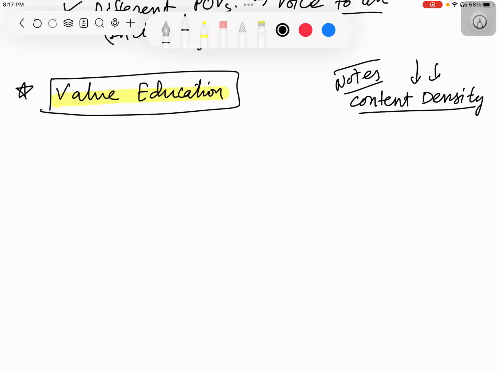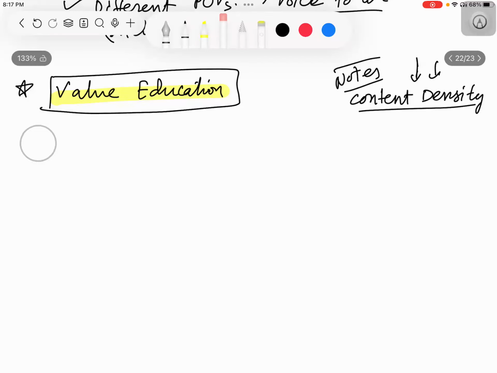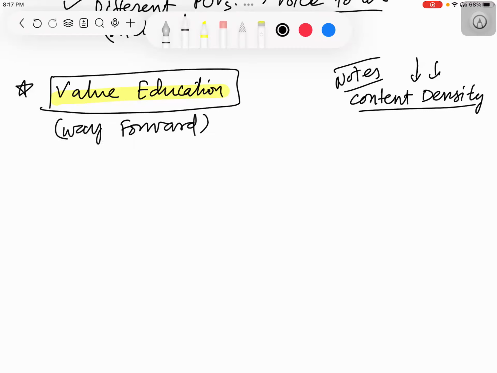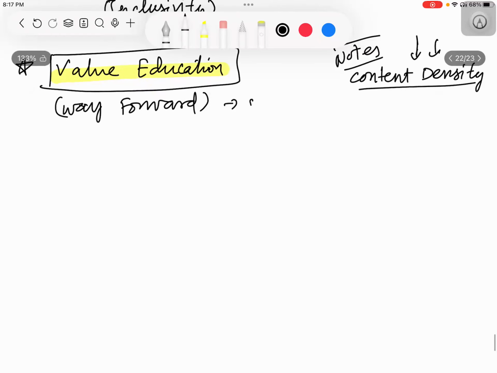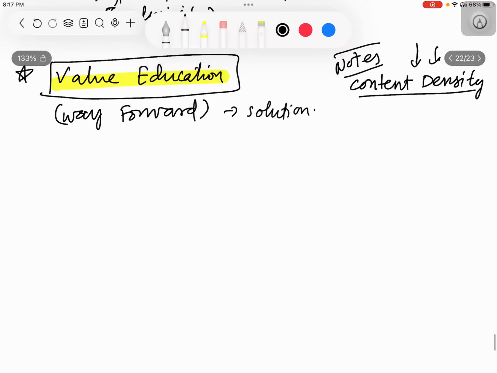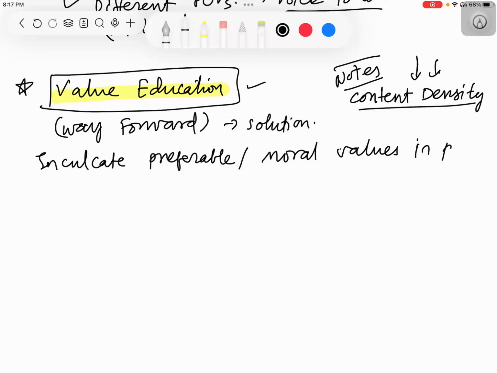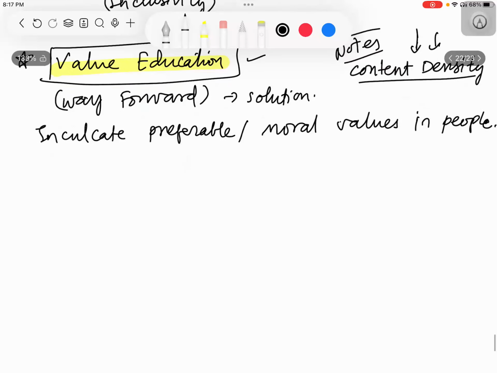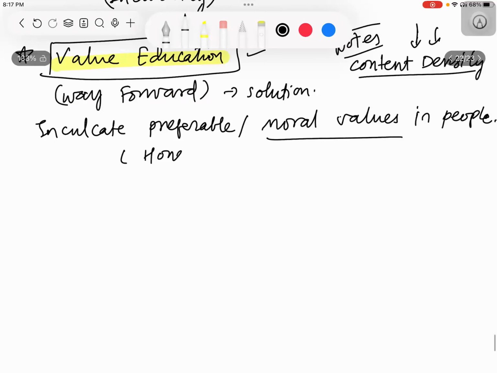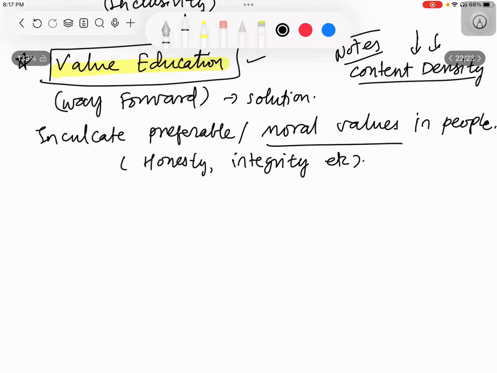Finally you will see this is something that you can use in the way forward. That is why I included this, so that in the way forward you can write some points, otherwise you would write only generic points. Way forward means you give some solutions, so there you can give suggestions on how we can inculcate values in people, inculcate preferable, moral or ethical values in people. Okay. This is the meaning of value inculcation. So these are moral values. For example, you can write about honesty, integrity, some generic points. So how through value education can we create values in people.